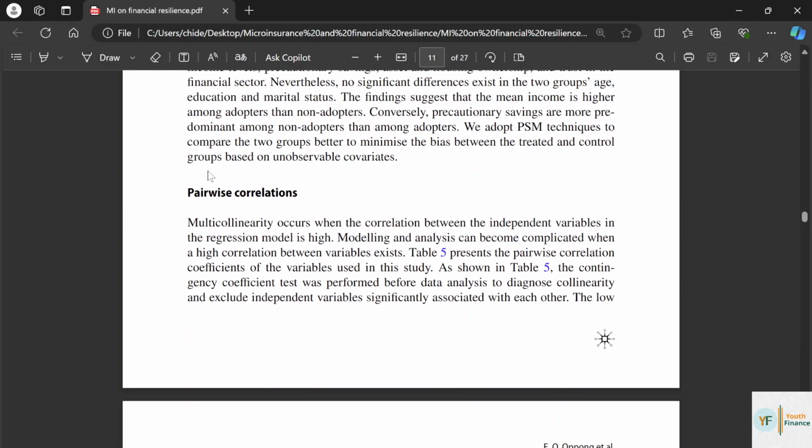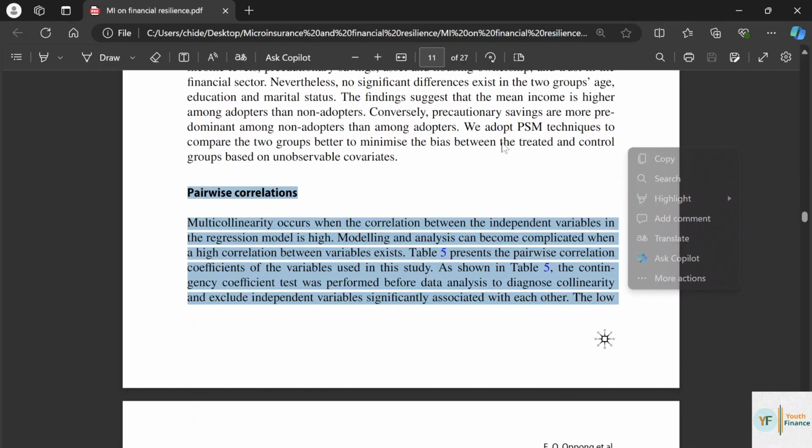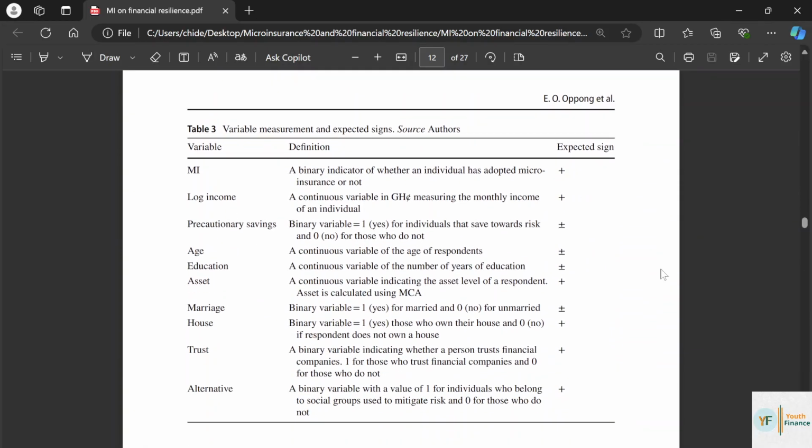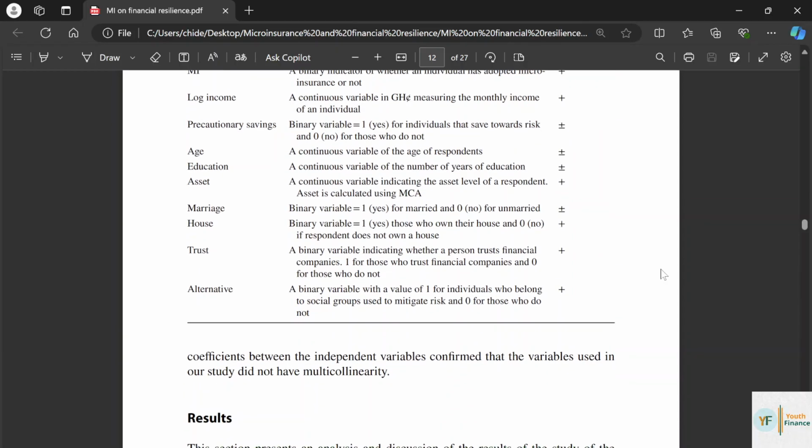So when we come to the pairwise correlation, the pairwise correlation suggests that the variables used in the study have no multicollinearity. We know that we conduct correlation on independent variables only, and then multicollinearity occurs when the correlation between the independent variables in the regression model is high, thus causing complication in modeling and analyzing the data. So table 3 presents the expected sign of the various variables being used in the study.